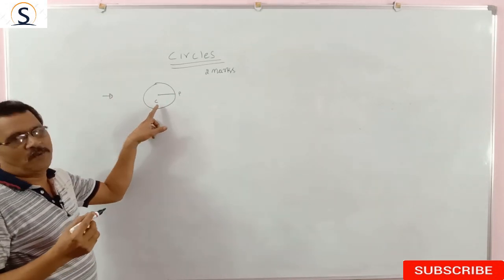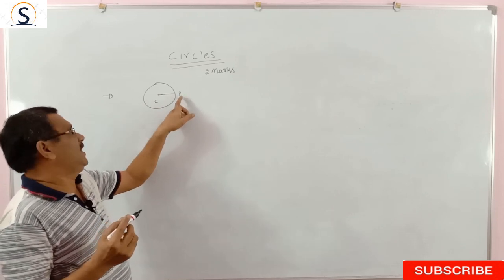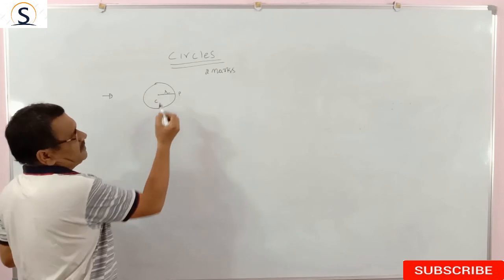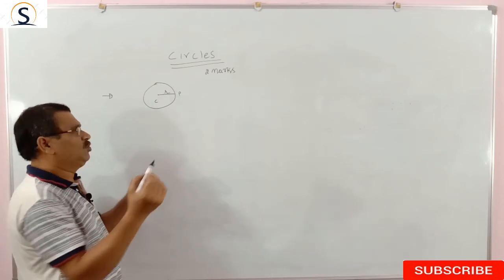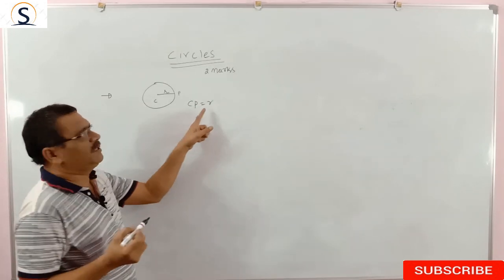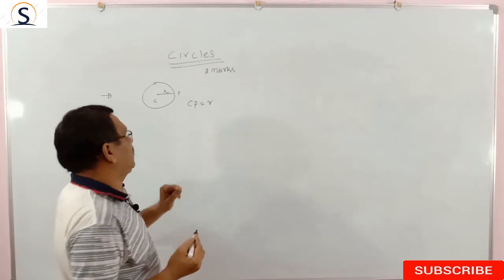Here is a fixed point C and P is a variable point which lies on the circle. Then CP is the radius of the circle. So CP is equal to R. This is the equation of the circle. How do you write the equation of the circle?